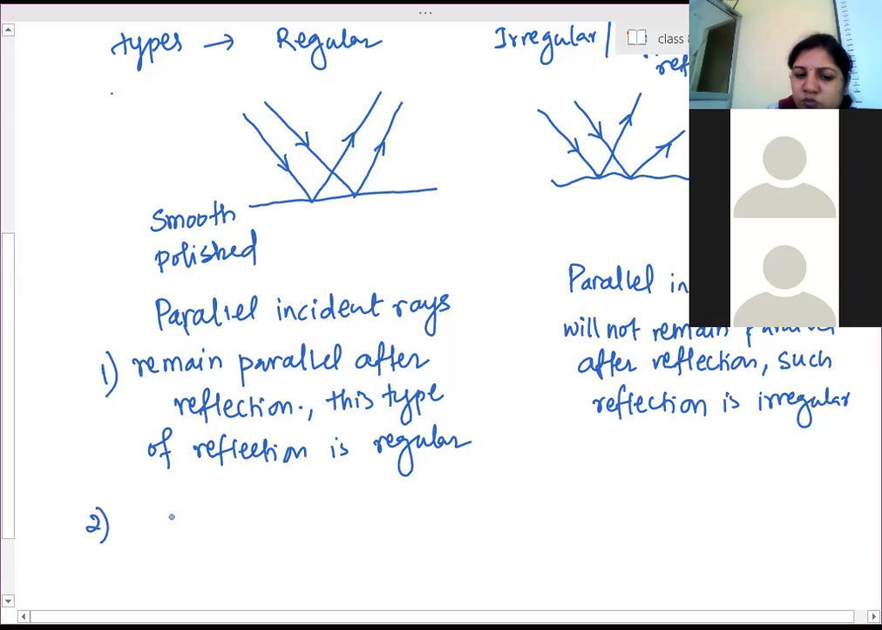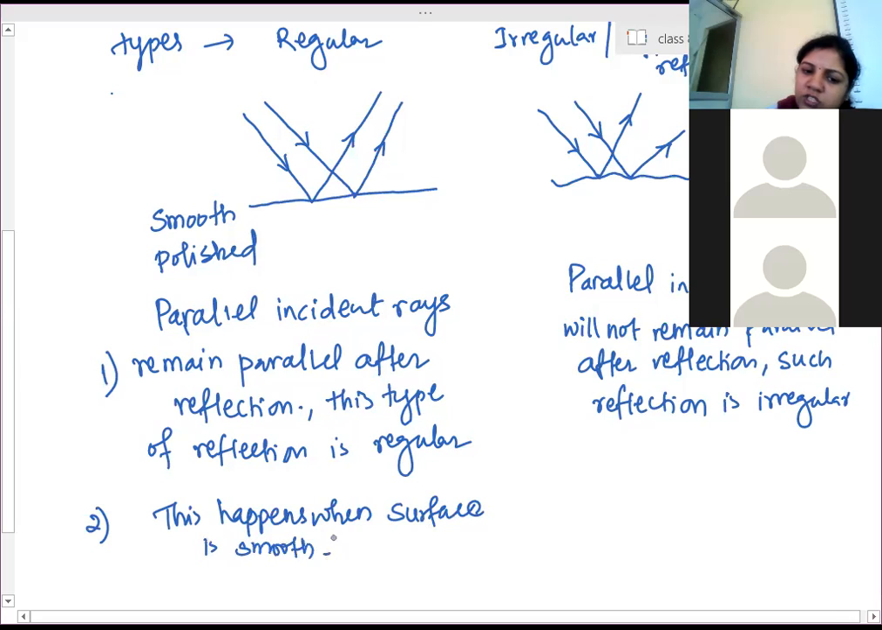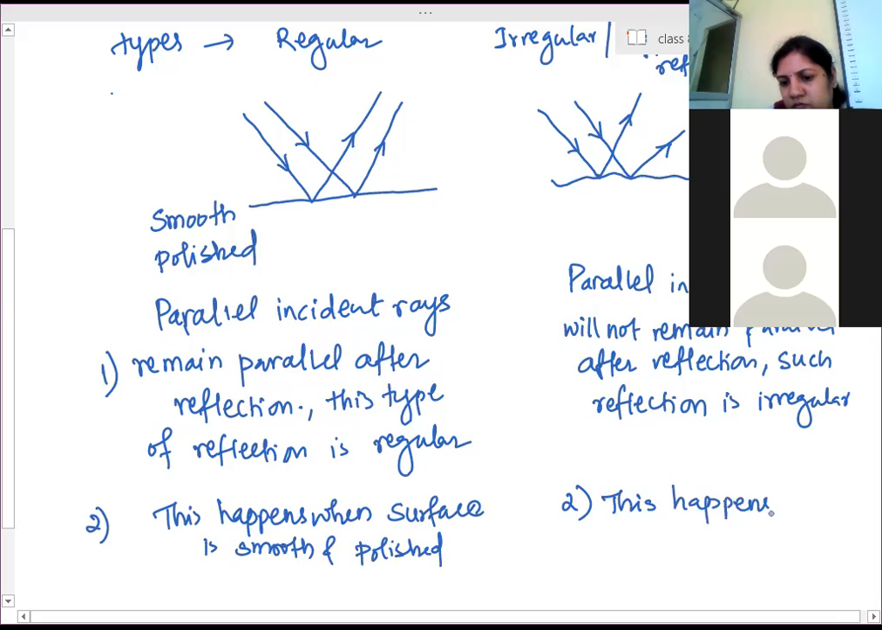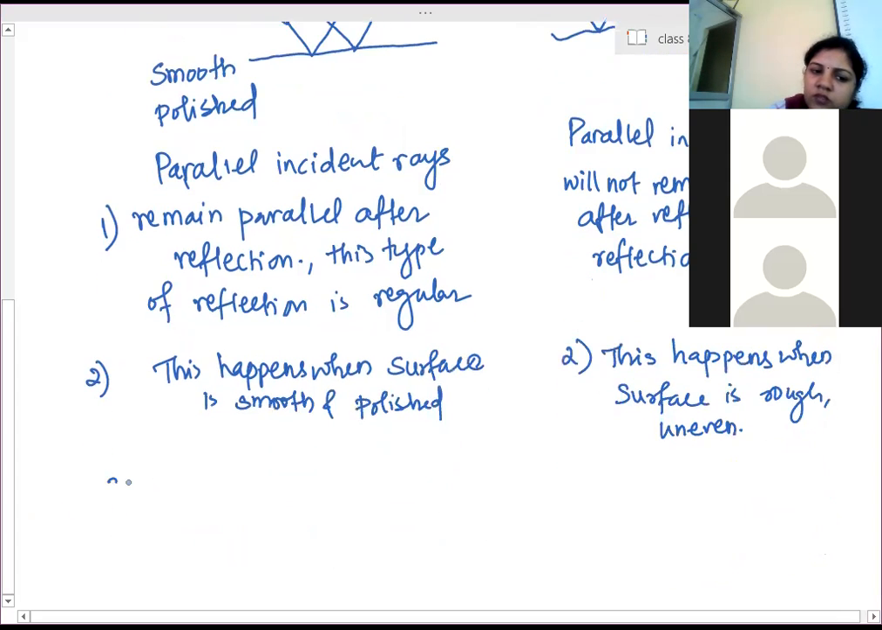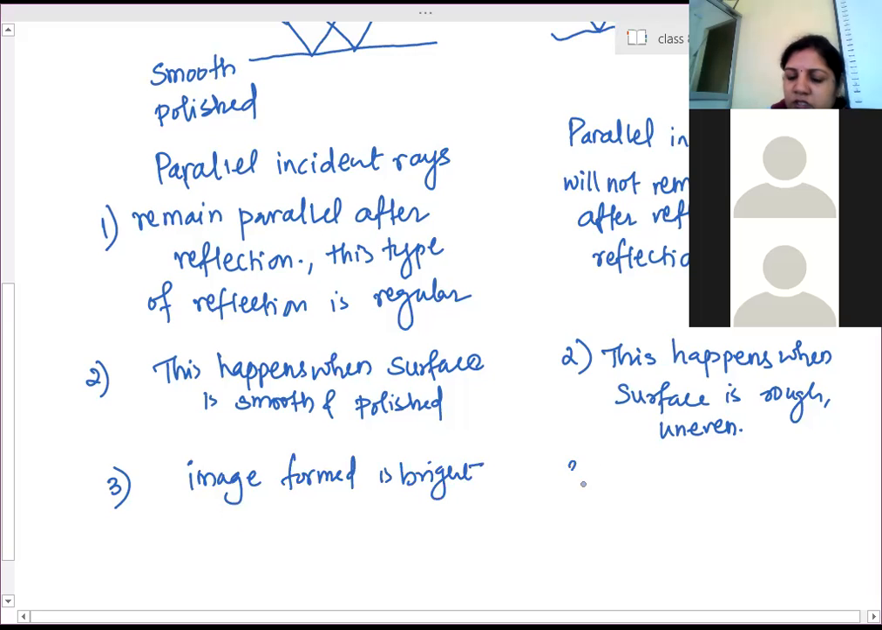Now, the second point of difference: this happens when the surface is smooth and polished. And here, this happens when the surface is rough, uneven. Third one is, image formed is bright, and image formed is dim, faint, blur.